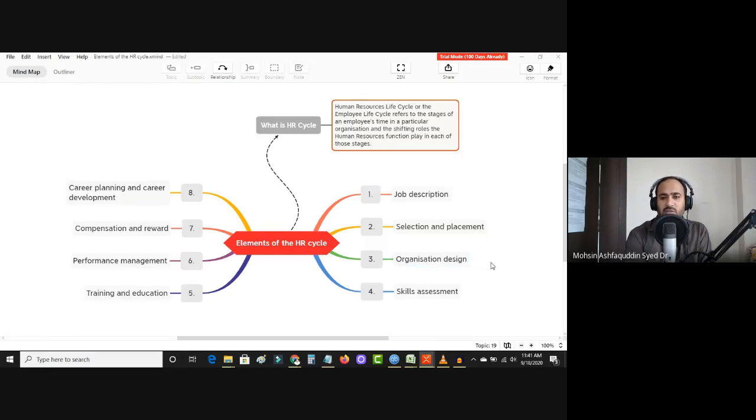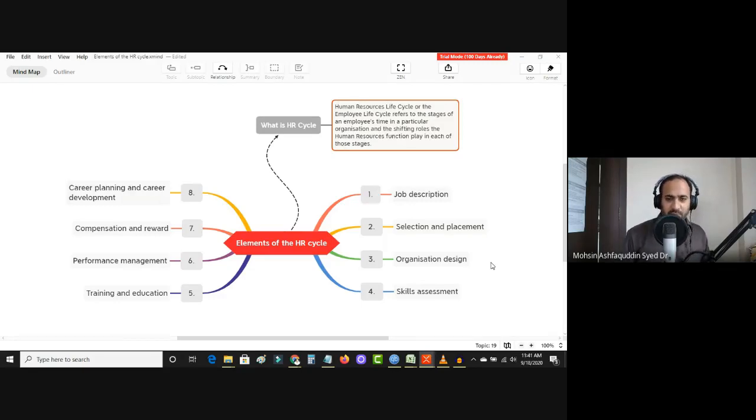Organization design refers to the structure of our organization, like what the levels will be, how many people will be working in a particular team, and what the structure of our organization will be. Point number 4 is skill assessment. In skill assessment, on a regular basis, with certain frequency, maybe 1 year, 2 years, 5 years, depending upon the organization in which a person is working, skill assessment is done.